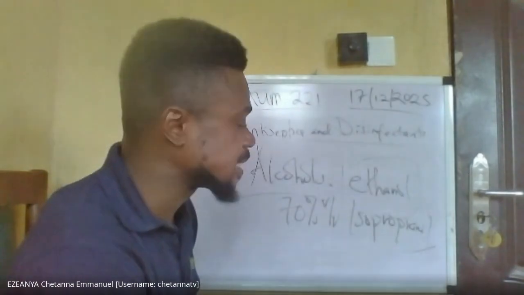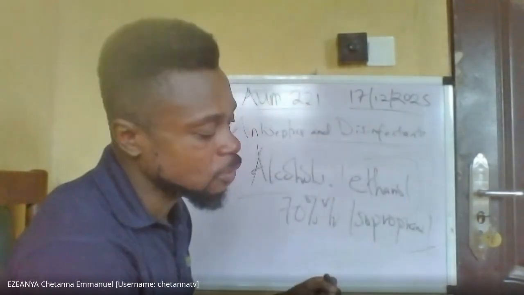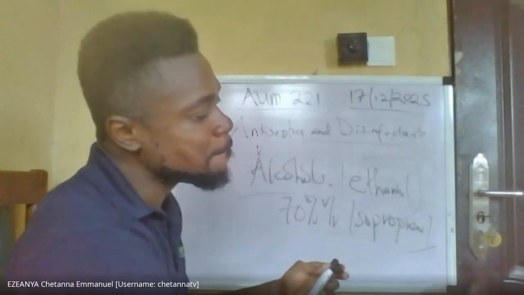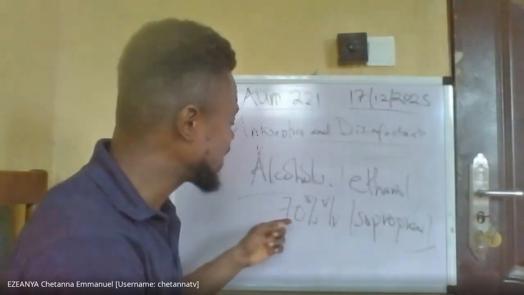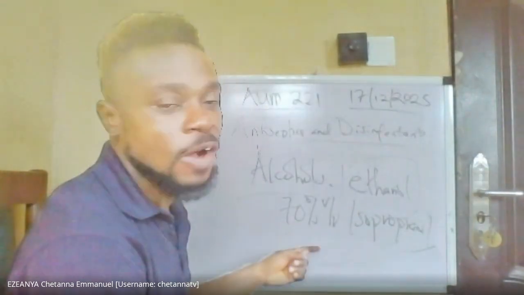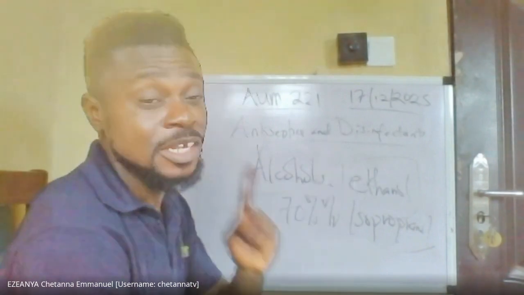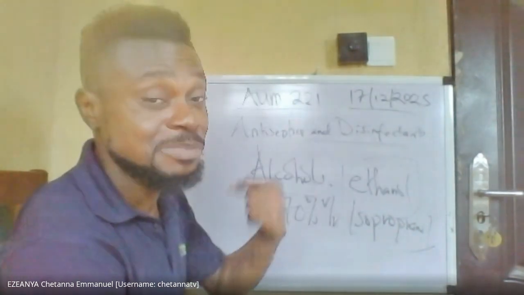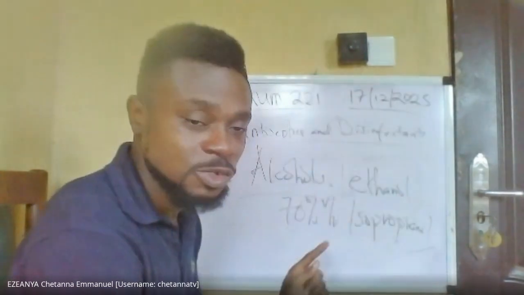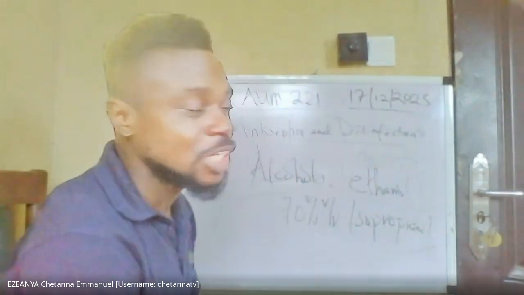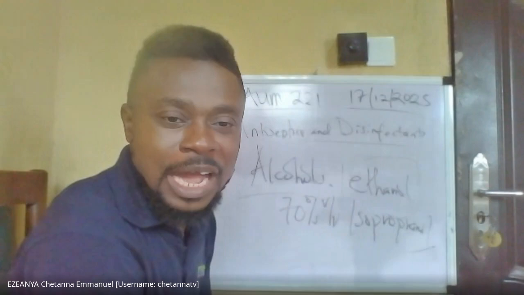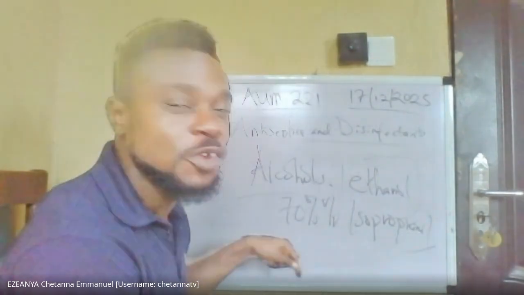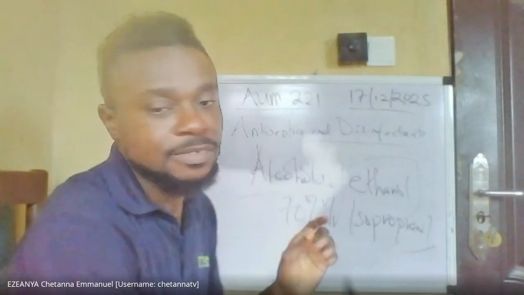What it means is that you take 70 ml of ethanol, add some amount of water to make the solution, and make it up to 100 ml. It's not 70 ml in 100 ml of water. It's 70 ml in 100 ml solution. So the entire hydroalcoholic solution should be 100 ml, while the volume of alcohol inside is 70 ml.